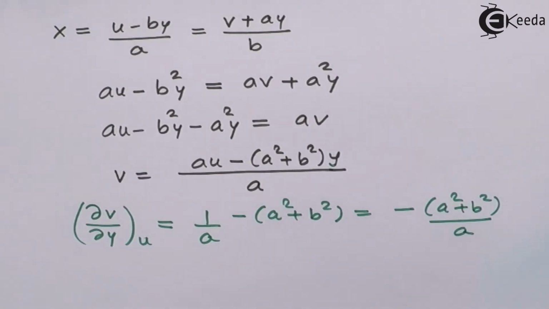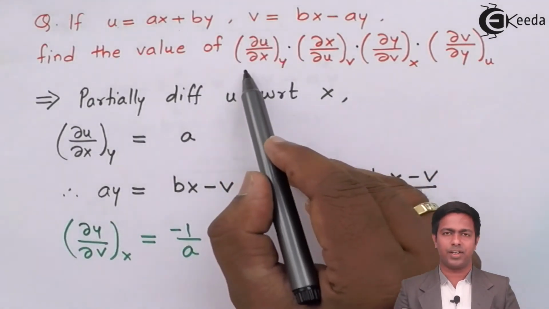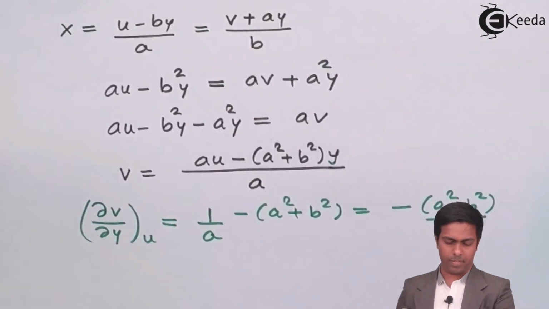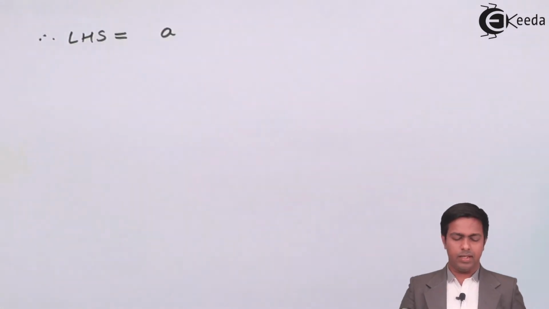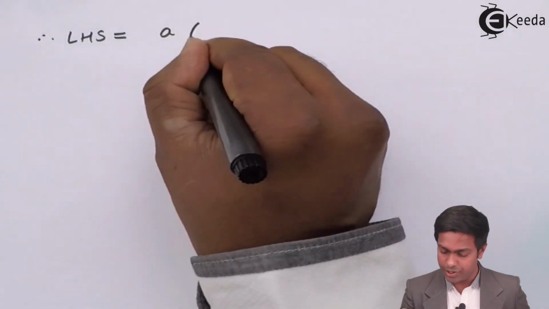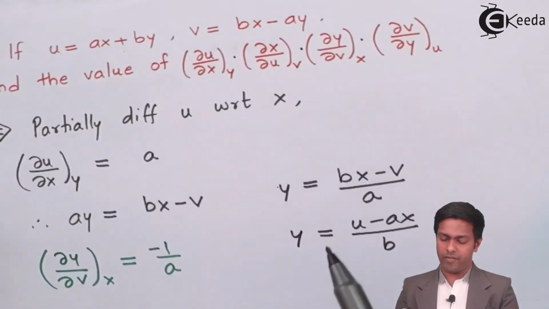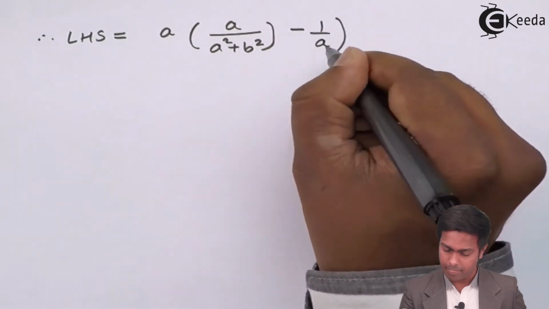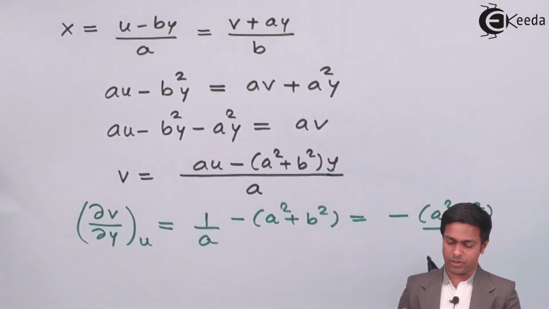Now let's put all these four values in this given question to get the final answer. So now guys, the first value here is del u by del x by treating y constant. This value is a. Let's put all these values. The second value, that is the value of del x by del u by treating v constant. So that value is a upon a square plus b square. So into a upon a square plus b square. Then we have del y by del v by treating x constant, which is negative 1 by a. So this is negative 1 upon a. And then the last value, that is del v by del y by treating u constant. So guys, that value is negative a square plus b square upon a.